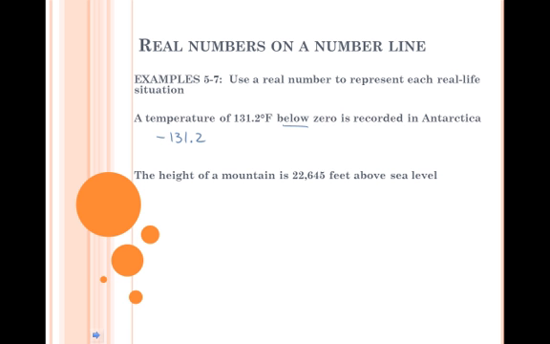The height of a mountain is 22,645 feet above sea level. Since this elevation is above sea level, we can represent this by the real number 22,645. A golfer scored 5 under par in a recent tournament. Since the golfer scored under par, we can represent this by the real number -5. This concludes our video on real numbers.